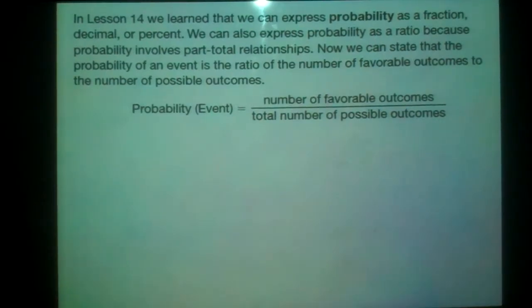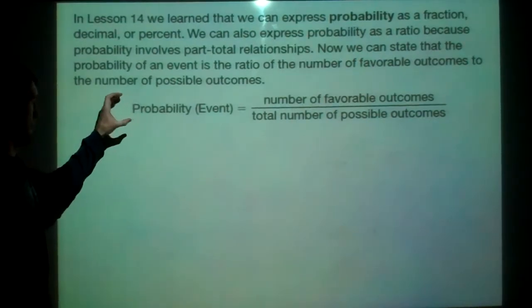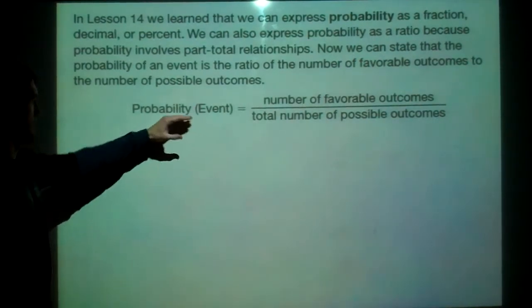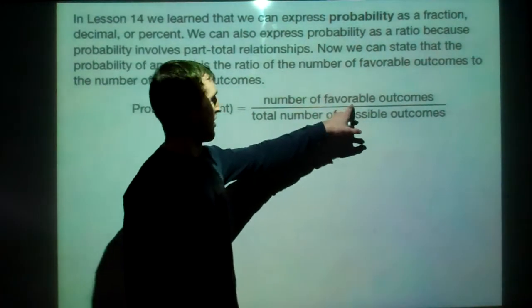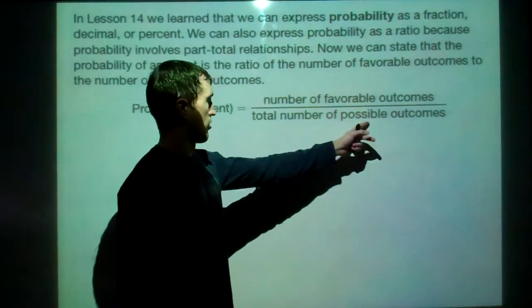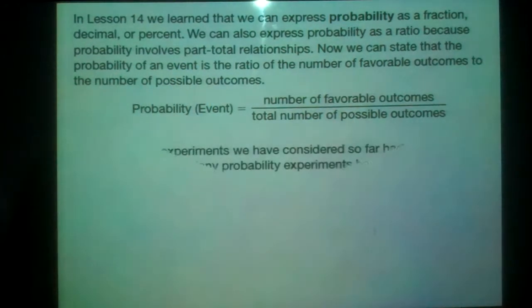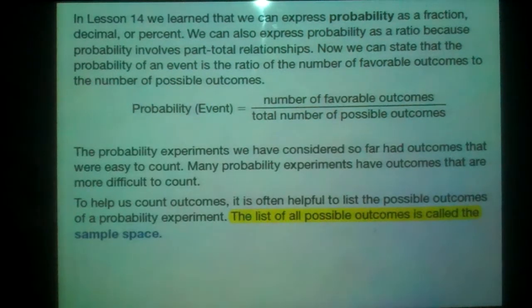Alright, so we have talked about probability as a fraction. We can also express probability as a ratio, because probability involves part-total relationships. So basically this is our format for probability. We have some sort of event, so the probability of an event is the number of favorable outcomes over the total number of possible outcomes. Okay?